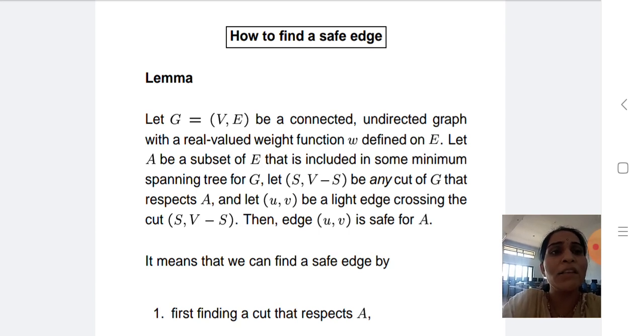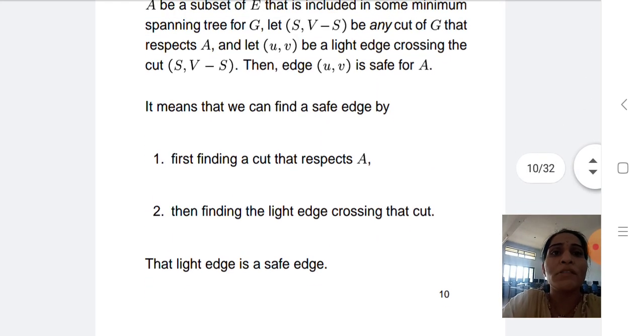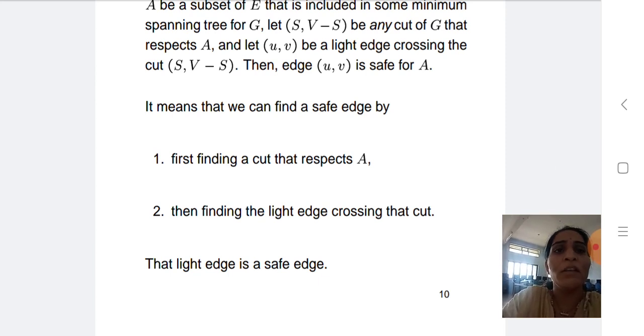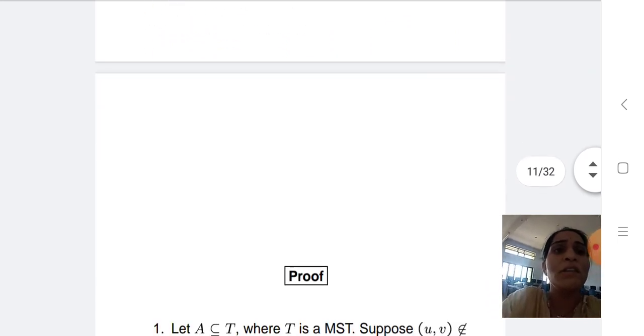Let A be a subset of E that is included in some minimum spanning tree of G. Let (S, V minus S) be any cut of G that respects A, and let (U, V) be a light edge crossing the cut (S, V minus S). Then edge (U, V) is safe for A. It means that we can find the safe edge in two ways. First, finding a cut that respects A. Second, finding the light edge crossing the cut. That light edge is a safe edge.